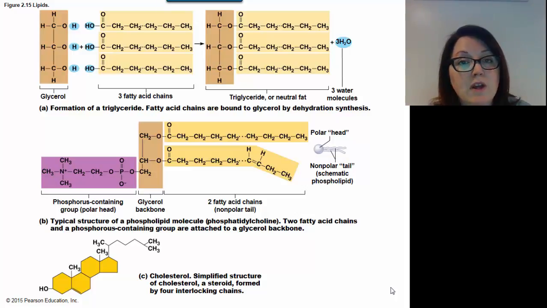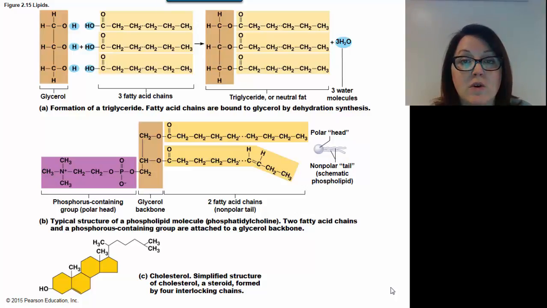And the triglyceride is really important for storing energy in the human body. Earlier I was talking about glycogen as a carbohydrate that's used to store energy. We can also store energy in the human body with fat. So triglycerides serve that purpose. Our fat tissue that we might not love so much stores lots of triglyceride energy for us.